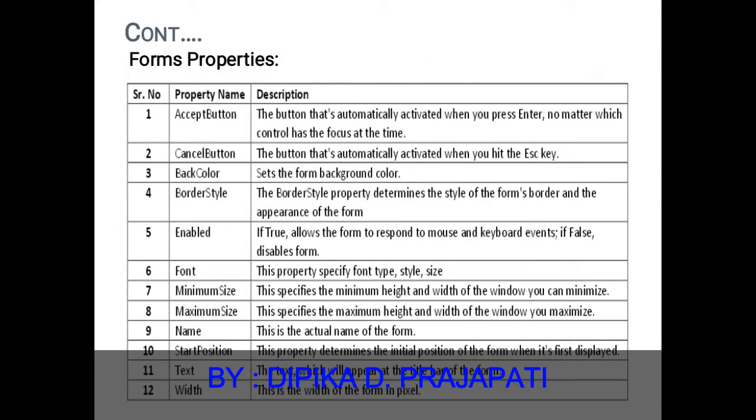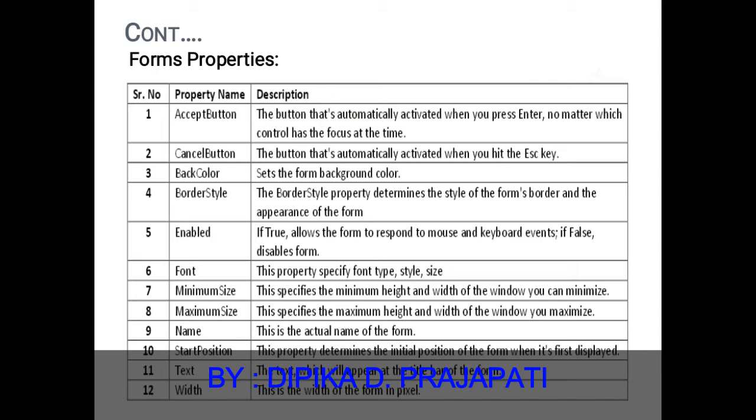Next, here is the form's properties. So these are the form properties of our Visual Basic Windows form. First of all: AcceptButton, CancelButton, BackColor, BorderStyle, Enabled, Font, MinimumSize, MaximumSize, Name, StartPosition, Text and Width. So these are all properties of a form application.